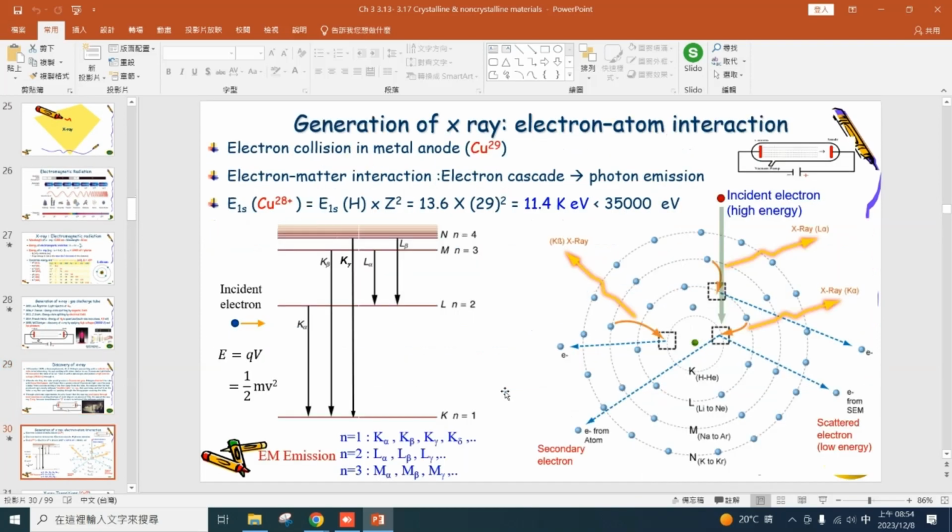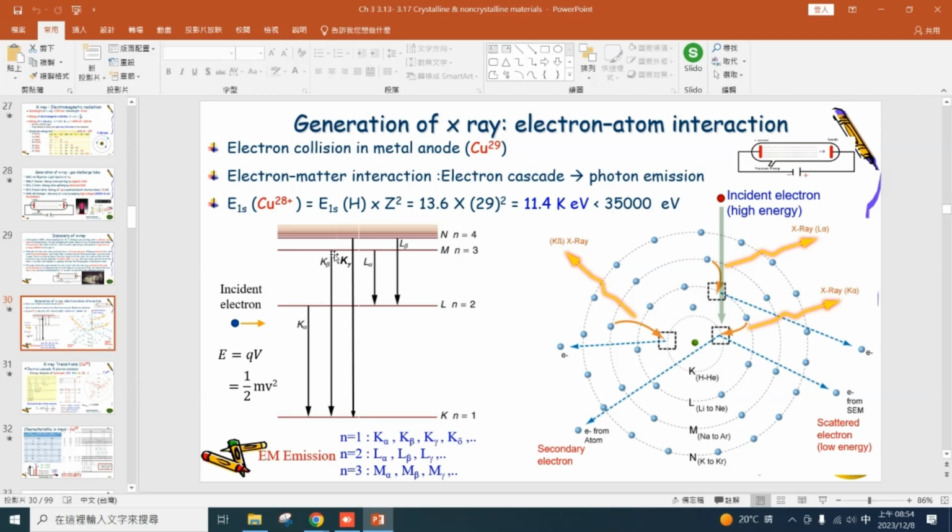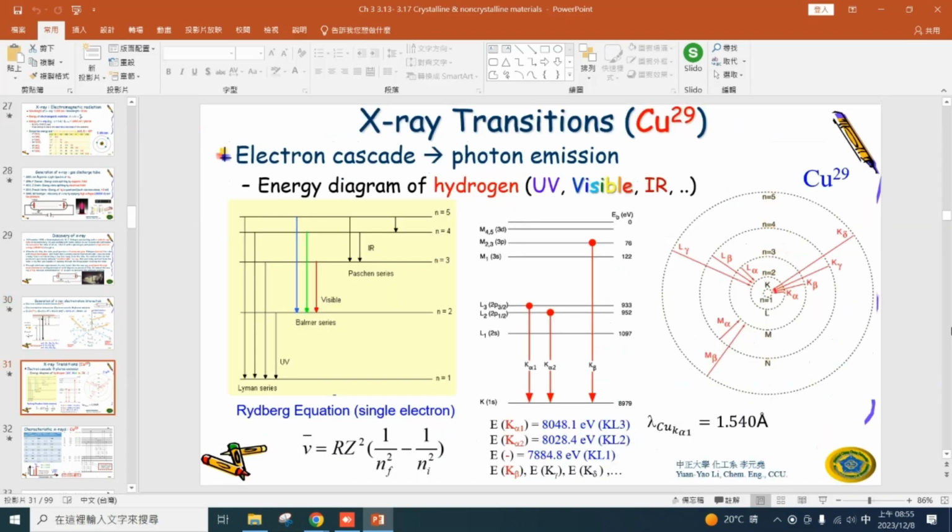So we already talked about X-ray and the discovery of X-ray, and we understand the X-ray transition can be regarded like this. If the X-ray is generated from the K shell, from the L shell, M shell, or N shell, we call the energy K, the wavelength K, right? And if the electron cascades from n equal to 3, 4, 5, 6 to n equal to 2, the wavelength is called L and M. So we have K alpha, K beta, K gamma, K delta, something like this. So this is how we understand the X-ray transitions.